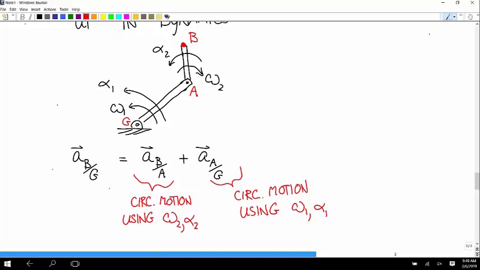So in some complicated machine, you can calculate the acceleration of some point that's depending on all these other things using this relative motion idea. And we'll do a lot of example problems like that, and you'll end up doing a lot of homework problems like that. Anybody have any questions? Okay, that's all.